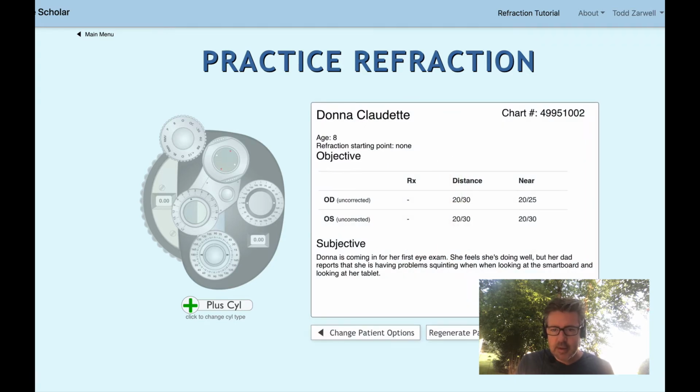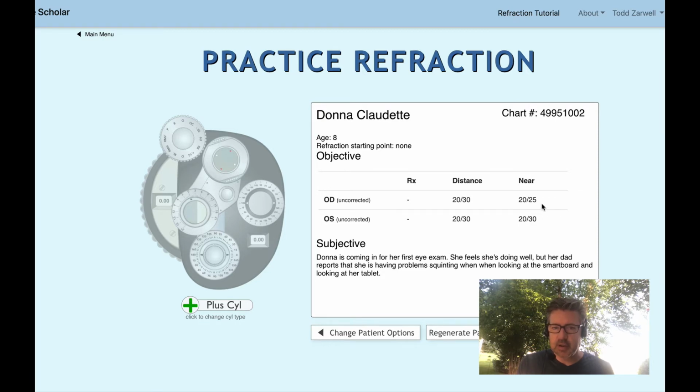Let's see. First eye exam, doing well. Her dad reports that she is having problems squinting when looking at the smart board and looking at her tablet. The first thing I notice is vision is 20/30 uncorrected. And that could be a little bit of nearsightedness, although I do note that the near vision is a little decreased too.